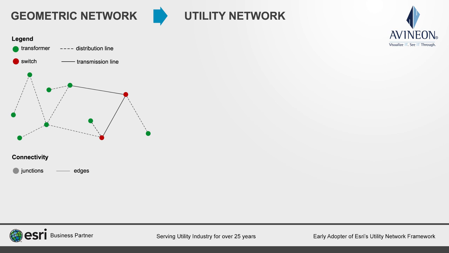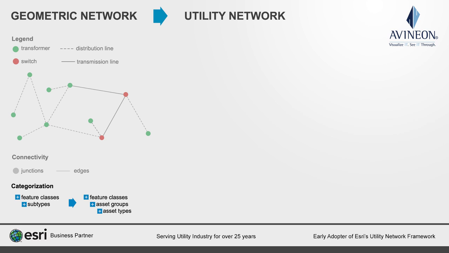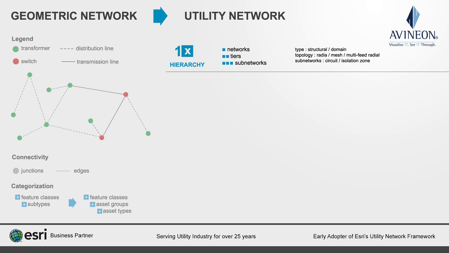At the fundamental level, junctions and edges remain the core to model and store connectivity. However, utility network changes the way junctions and edges are categorized for connectivity. The categorization is done using asset groups and asset types, unlike the subtypes previously used with geometric networks. Now that we understand the categorization, let us understand the differences in the networks.